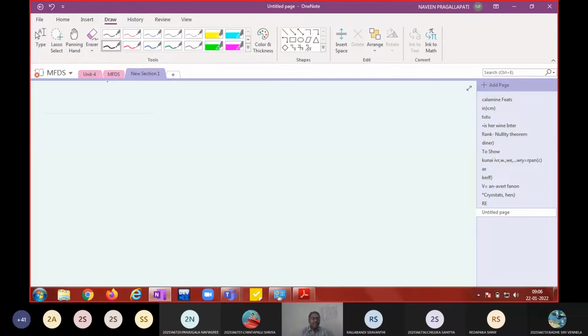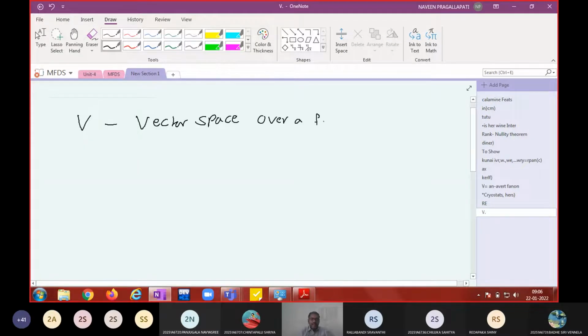Right. So let us say you have a vector space over a field K. Now you are choosing another field, which can be the real field or the complex field.